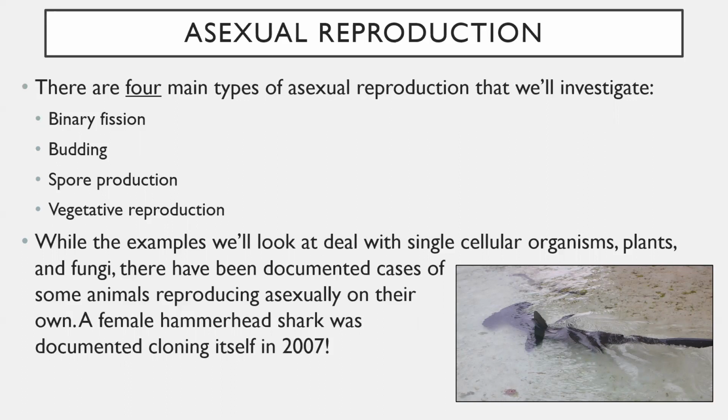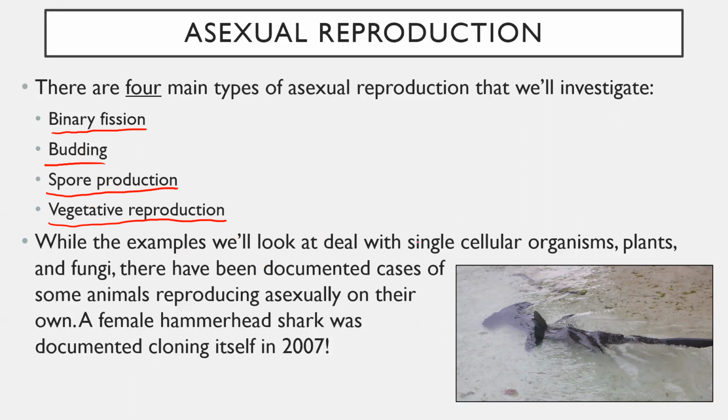Just to make that clear, the 4 types we're going to look at are binary fission. That probably means very little to you right now, but maybe not. Maybe you've heard of that before. Budding, that might also not be familiar to you right now. Spore production, you probably could take a really good guess what that one is. And vegetative reproduction. Probably a lot of you know what that one is as well, but if you don't, hey, that's why we're here. We're going to learn, right?